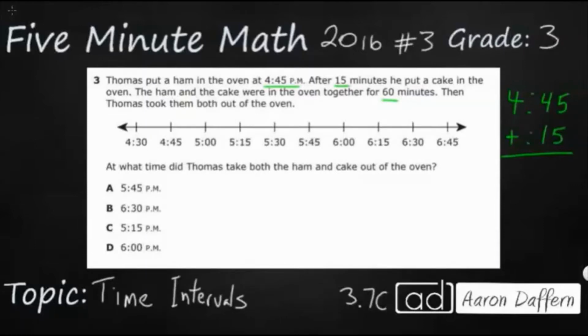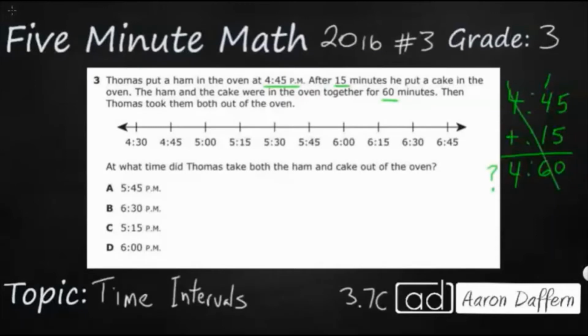So 5 and 5 is 10. So 4 and 1 is 5. Add another 1 is 6. And so after 15 minutes, he put the cake in the oven. So at 4:60, and you're wondering, well, what in the world is 4:60? That's not a time that we normally use.